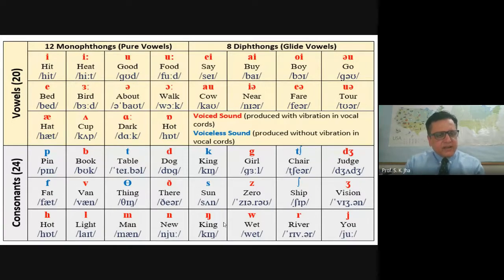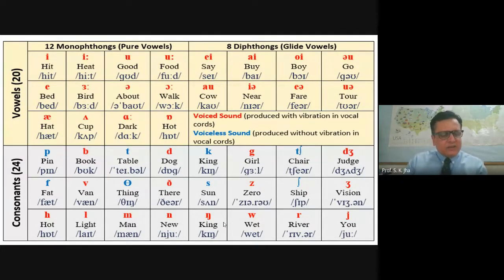So this is pronounced as j, judge. Then f, fat. V, van. Th, this is th sound, as in thing. Then the sound, there. This symbol again you need to remember. Then s, as in sun. Z, as in zero. Then this is again remarkable. Sh, as in ship. Then j, as in vision.